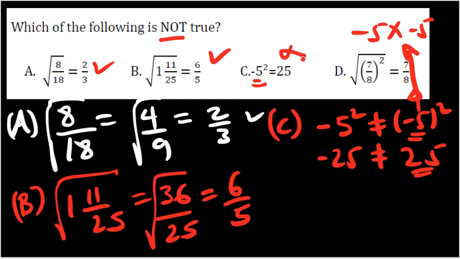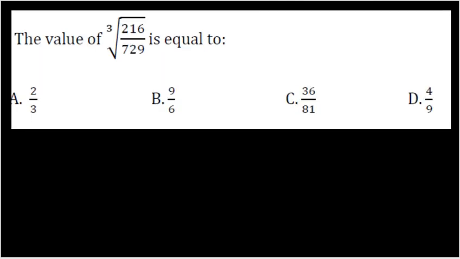So this is wrong. The next one, square and square root cancel each other, and the answer will be 7/8. That's correct. So the answer will be C, which one is not correct. Okay. Next question.